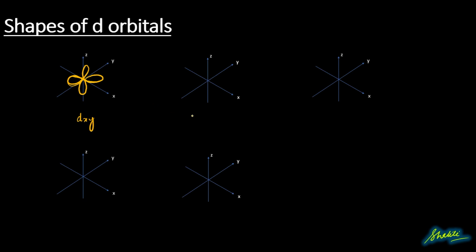Now the second shape is dyz. Here the first lobe is between y and z. The first lobe is between y and z, and the second lobe intersects the first lobe, as I have told in the first structure.